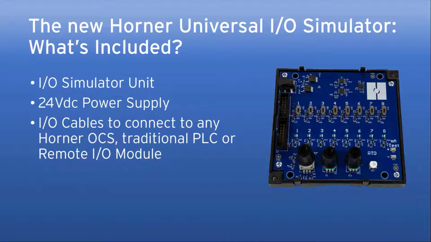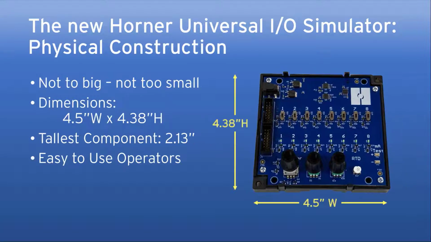Okay, so the I/O simulator is actually a kit. And what does it include? Well, it includes the unit itself, which you see there on the screen. It includes a 24-volt DC power supply, good enough not only to power the simulator, but also just about any OCS that we sell. And then it also includes some special I/O cables that allow you to connect to any Horner OCS All-in-one Controller, or even to a traditional PLC or remote I/O module. It really is not specific to a Horner product necessarily.